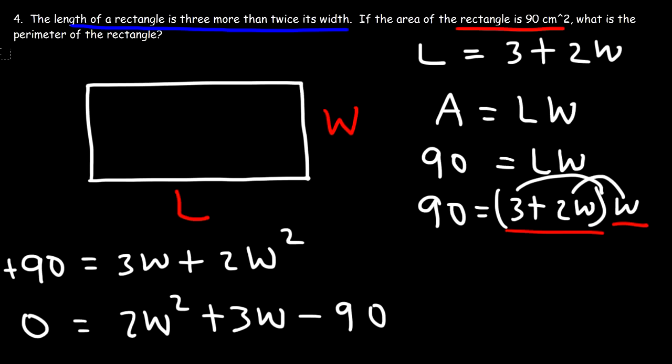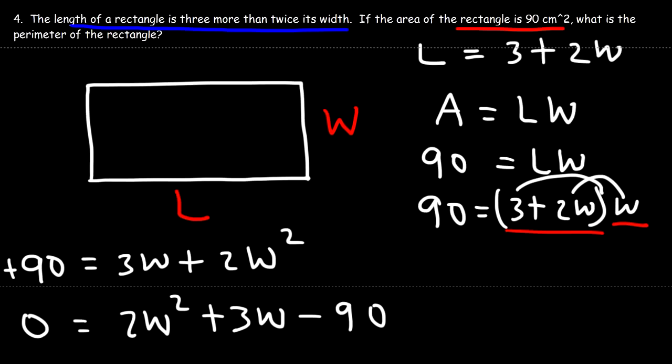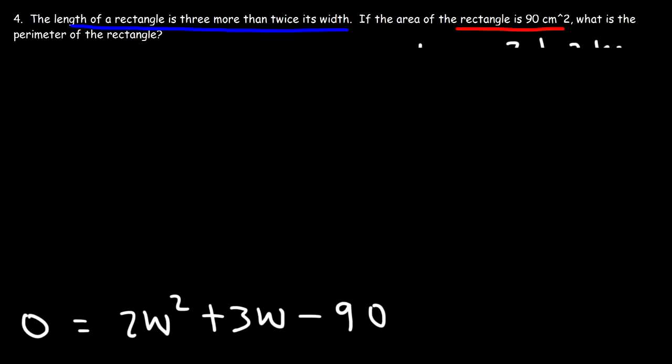Now, in order to solve for W, we either need to factor or use the quadratic formula, because right now, this is a quadratic equation. Let's see if we can factor. So first, we need to multiply the leading coefficient by the constant term. 2 times negative 90 is negative 180. And now we need to find 2 numbers that multiply to negative 180 but add to 3.